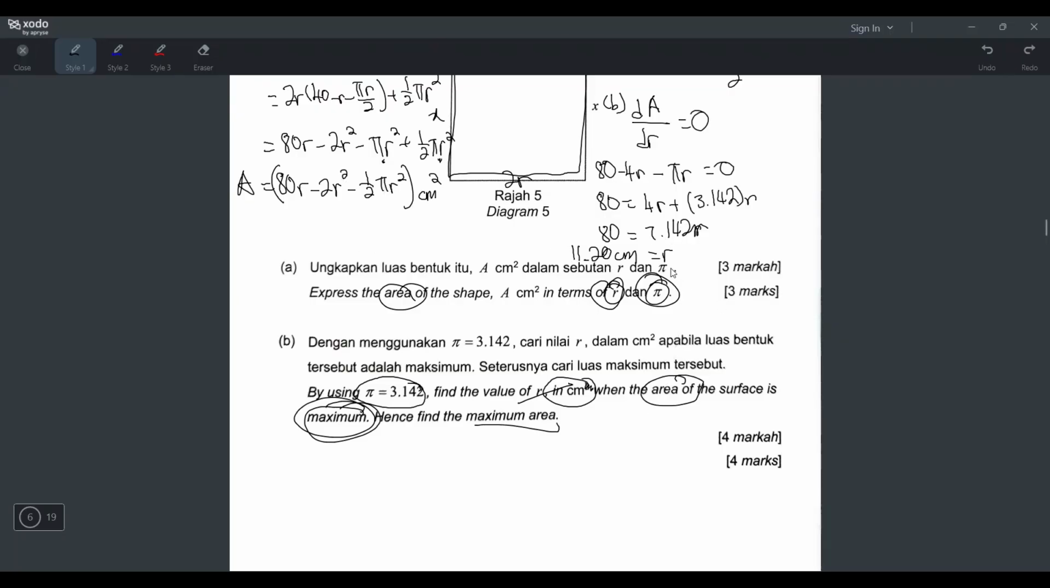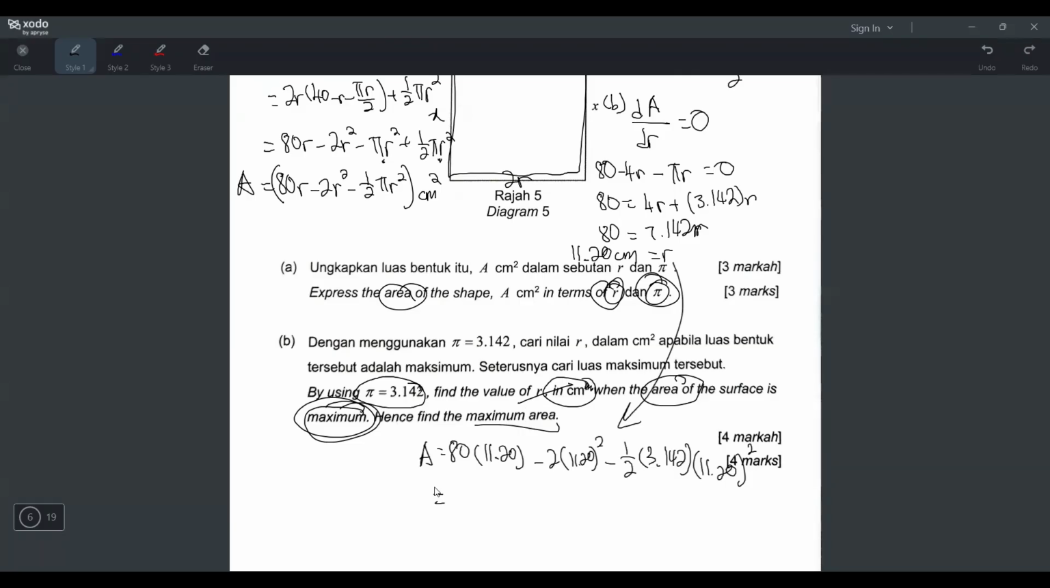So it becomes what? So we will look at this equation, which is A equals 80r minus 2r square minus 1 over 2. Okay, pi is 3.142. And then the r square, you just substitute the r later. And all this r, you just put in 11.20, 11.20, 11.20. Okay. And then now you just press everything in your calculator and then you get your answer. Okay, I'll press one by one.